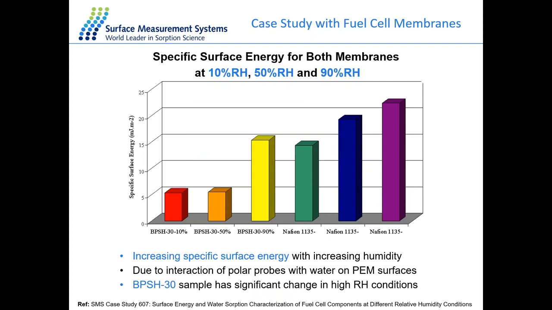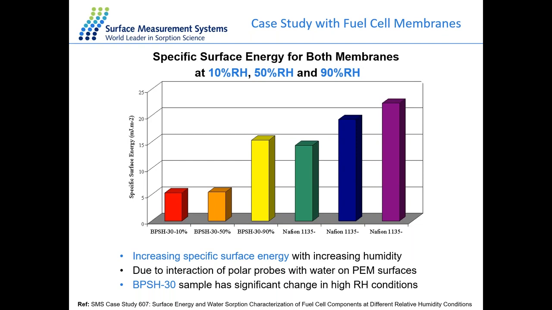And as for the specific surface energy, it shows an opposite trend. The values increase with increasing humidity, which is probably due to the interaction of the polar probe molecules with the water content on the PEM surfaces. The BPSH membrane is fairly stable below 50% RH in the case of the specific component, so the values for 10% and 50% are almost the same, but it has a significant change in the high humidity environment, which could be a consideration if you want to apply this kind of membrane in a high humidity environment.